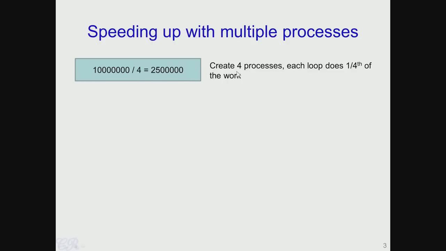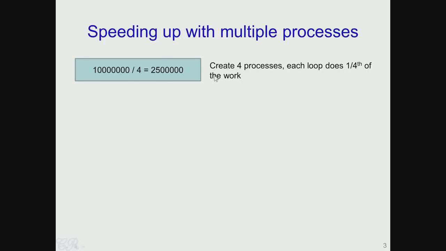That means the first process would loop through numbers from 0 to 2.5 million and find the sum of all these numbers. Process 2 will find the sum of the numbers from 2.5 million to 5 million. Process 3 would find the sum of numbers from 5 million to 7.5 million, and process 4 will find the sum of numbers from 7.5 million to 10 million.